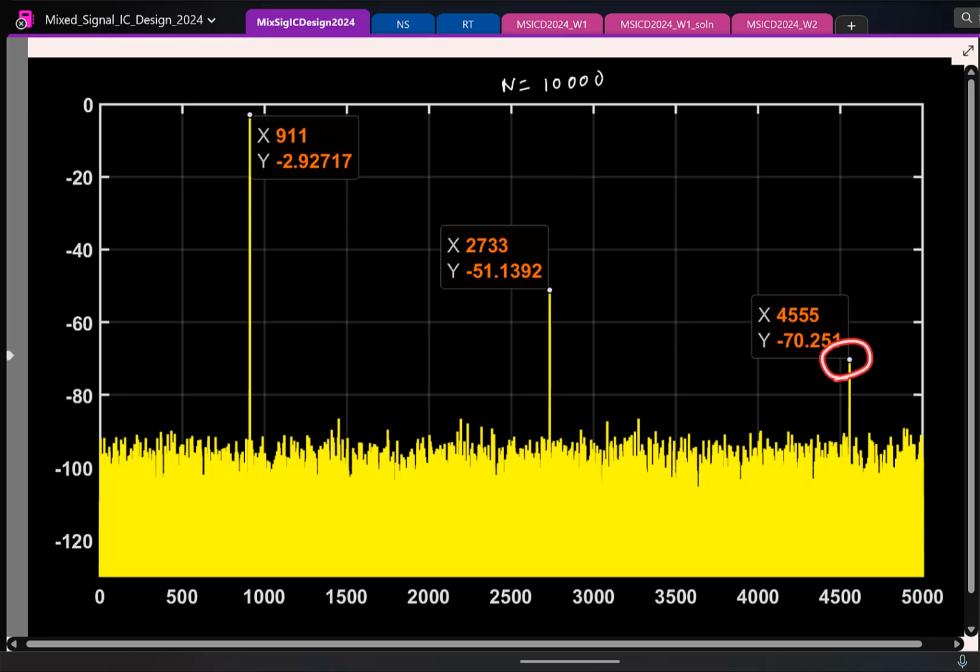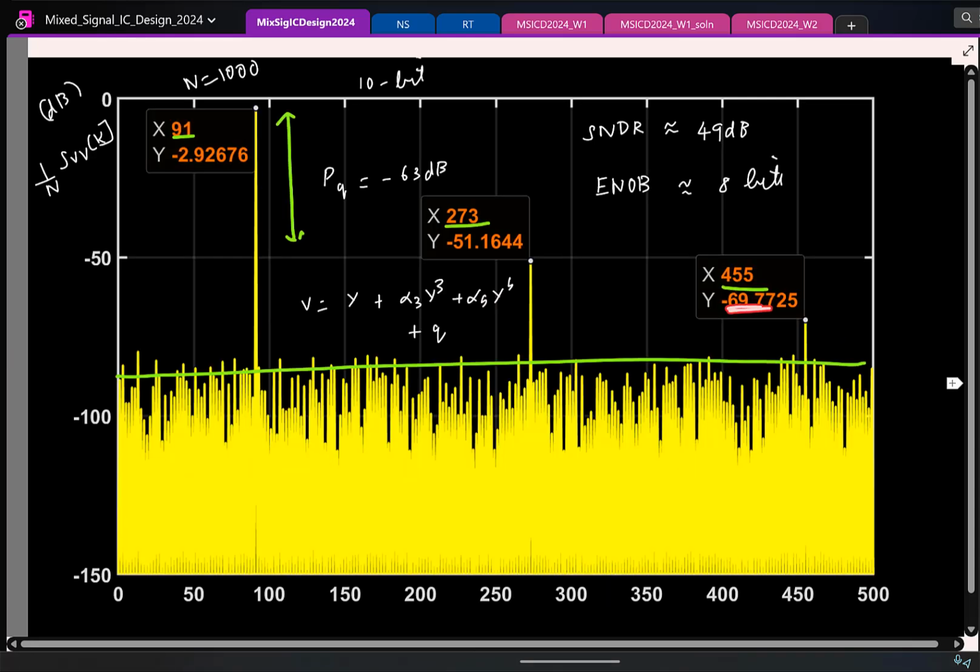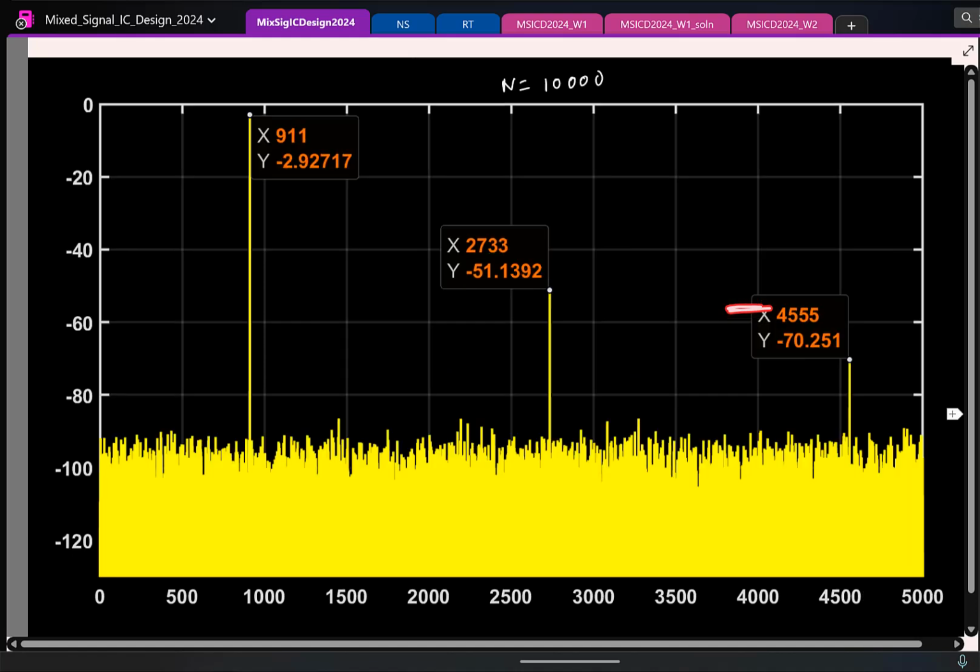So now you can see that at least the fifth harmonic is more distinctly visible. The strength is the same, right? Earlier it was 69.7, that's about 70. The same. So earlier the frequency was 91 by 1000. Right now I have chosen it to be 911 by 10,000. Input frequency is roughly the same. Clear?